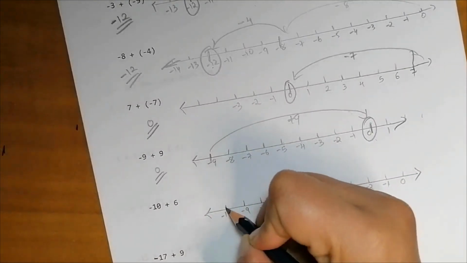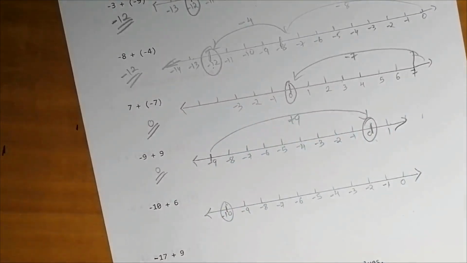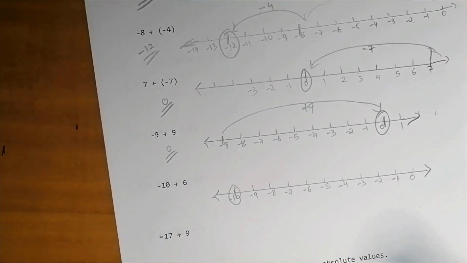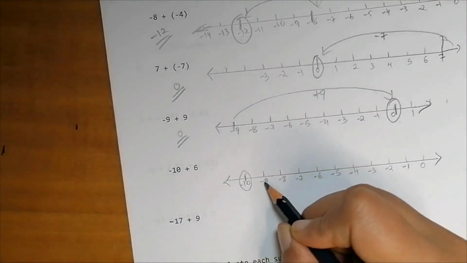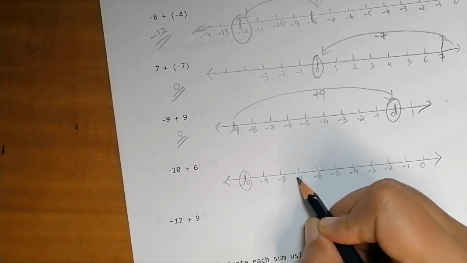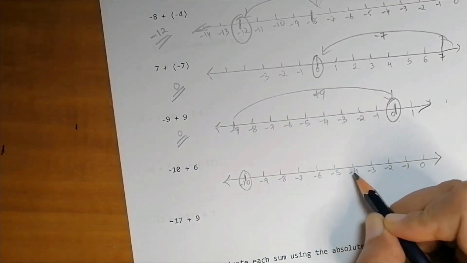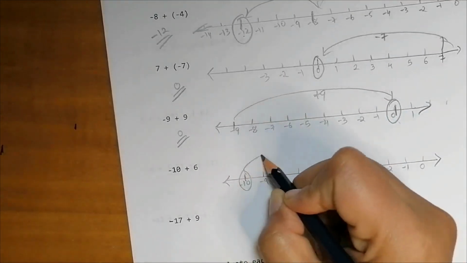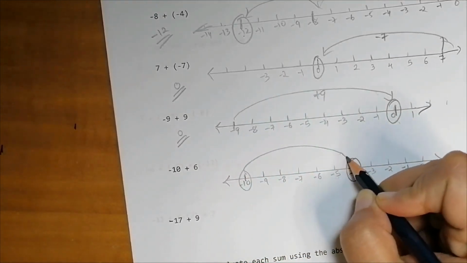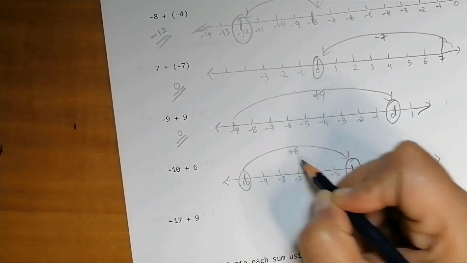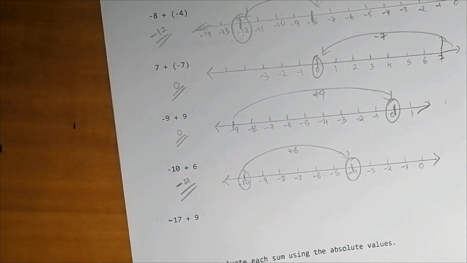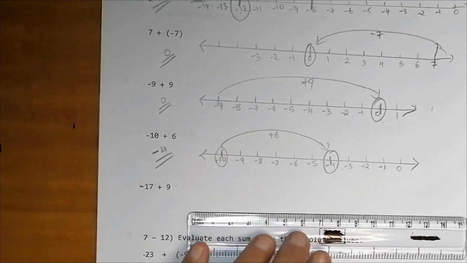Okay. So we start here at minus 10, and it says plus 6. So we're going to the right 6 units, right? So 1, 2, 3, 4, 5, 6. Here we are. So from minus 10 you go plus 6 this way and you are at minus 4. So this is your answer. Let's go for the next one.